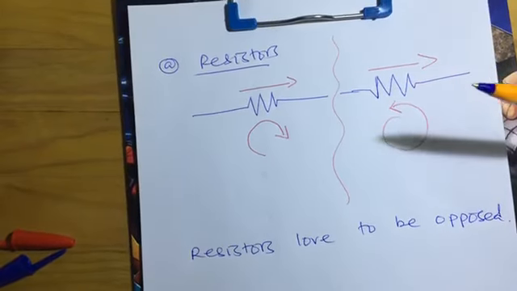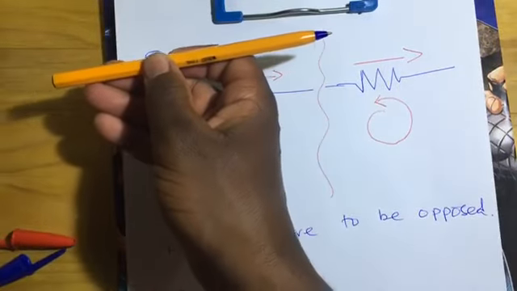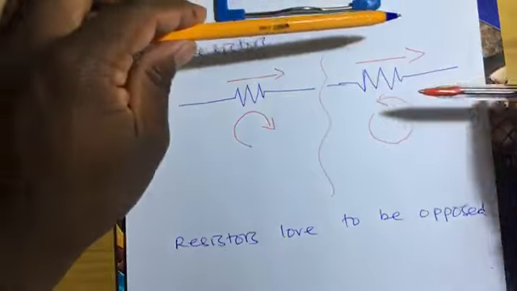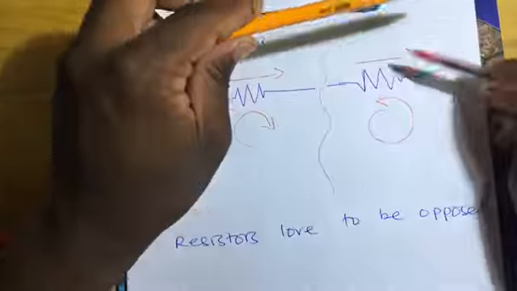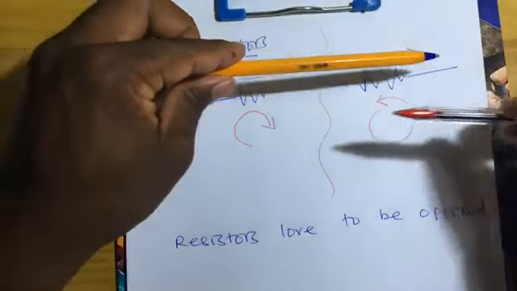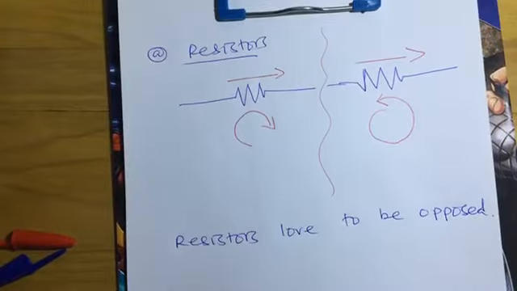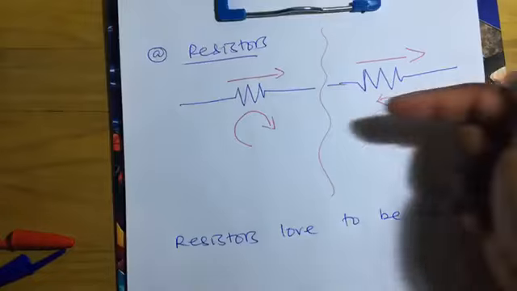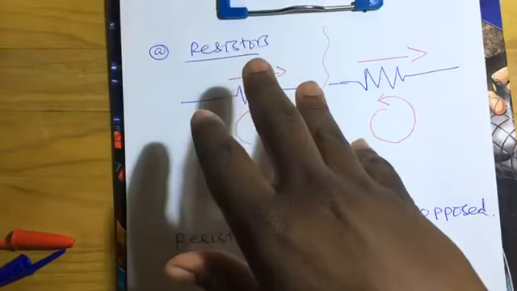On this other setup, the current is going in this direction, but the loop is going in the other direction. Do you see any opposition on this one? Current is going this side, the loop is going this side. Okay, so we said resistors love opposition.